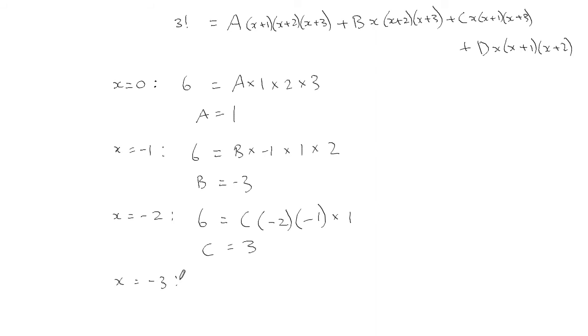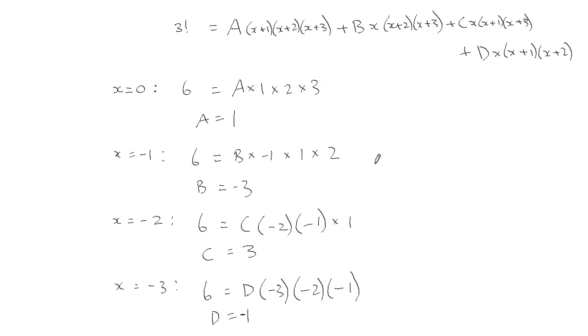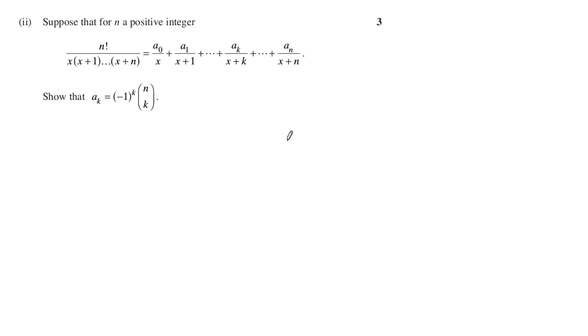And then the same sort of thing to get rid of all of that and just have that one left. So that's positive 6 and then times negative 1. So 6 equals negative 6d, so d is minus 1. And that, luckily, is what we were trying to show, that a is 1, b is minus 3, c is 3, and d is minus 1. So that's it. Part 2.